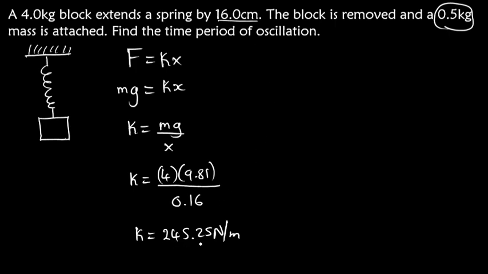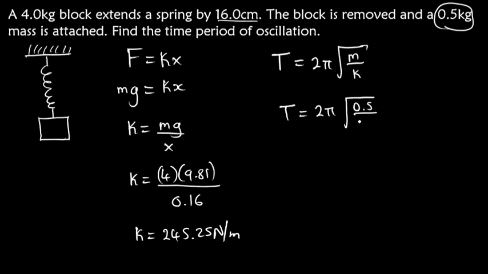Now that we have the spring constant, we can say period is equal to 2 pi square root of m over k. So period is equal to 2 pi, as it is, the square root of the mass, which is 0.5, divided by the spring constant, which is 245.25. Like that. So let's see what we get as a period.